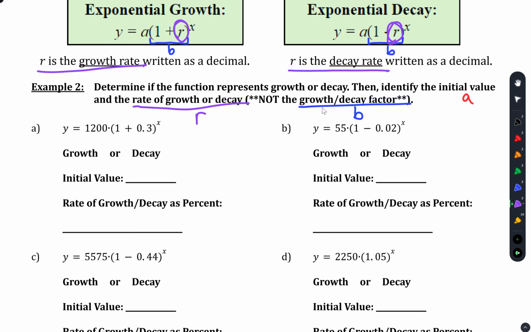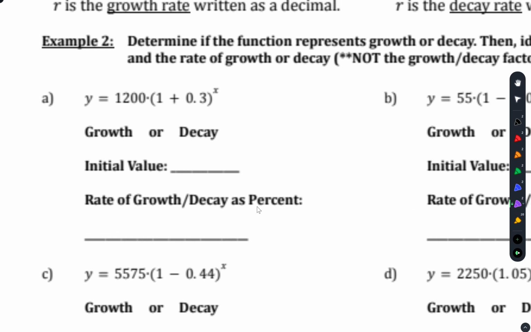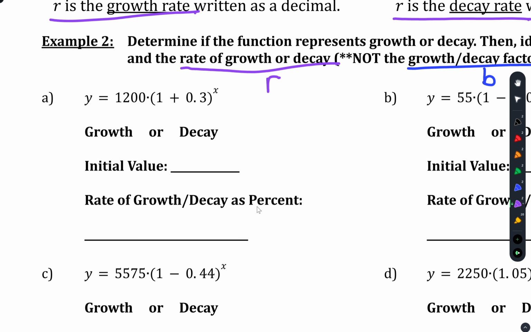So, first 3, very straightforward. If I take a look at A, I have y equals 1200 times 1 plus 0.03 to the x power. Is that going to be growth or decay?